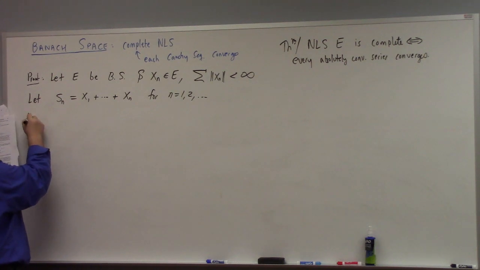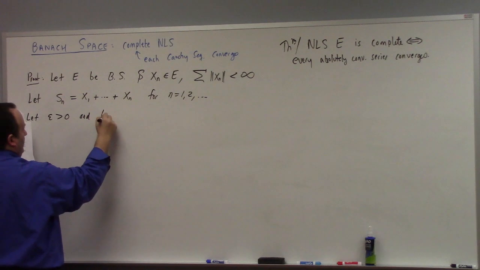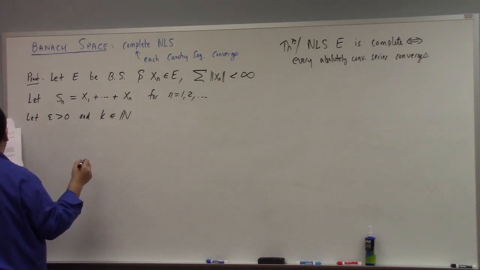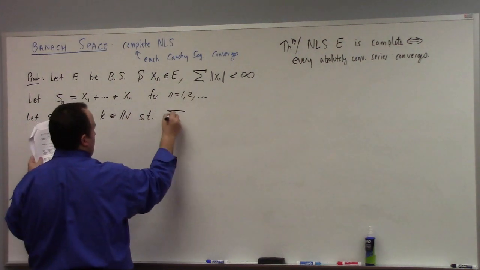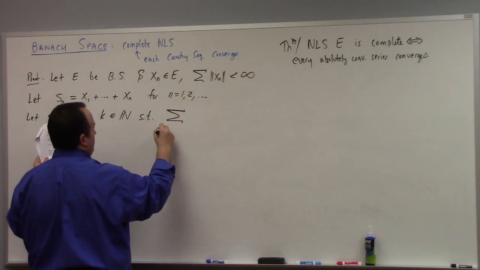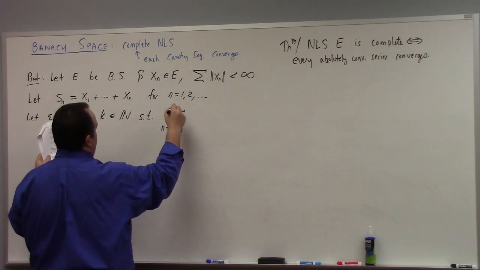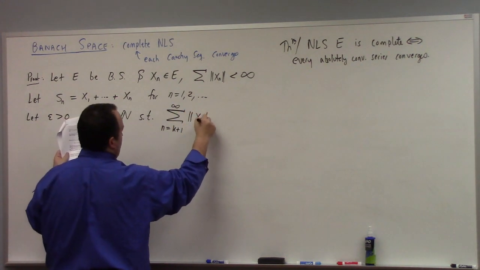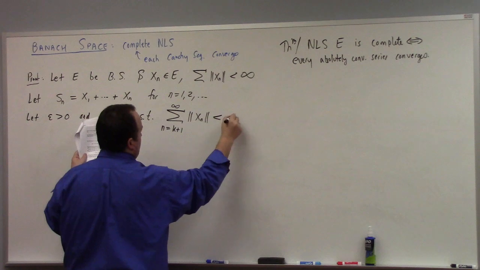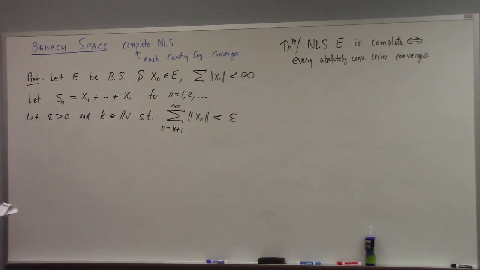So let epsilon be greater than 0 and k a positive integer such that this tail of the series of norms, basically, I call this the tail of the series of norms, has to be less than epsilon. We can do that because we're given that the series converges, right? So then what?